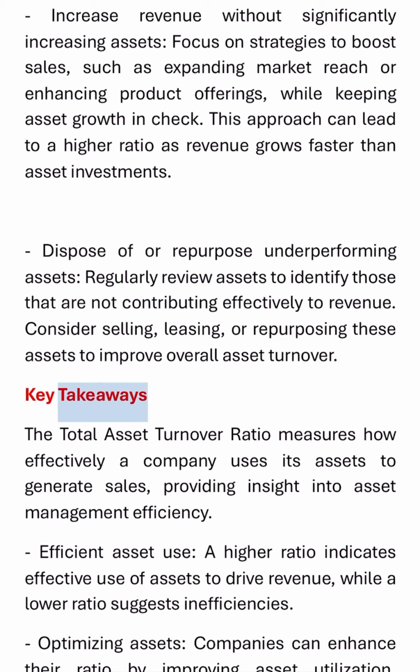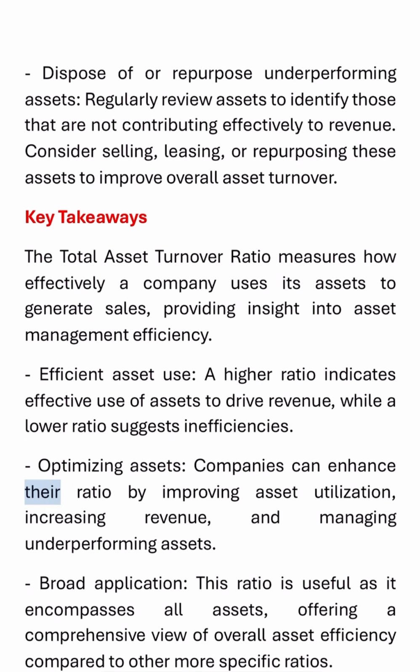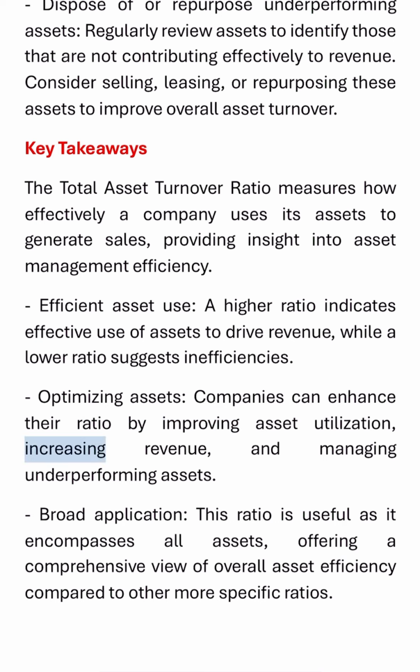Key takeaways. The total asset turnover ratio measures how effectively a company uses its assets to generate sales, providing insight into asset management efficiency. Efficient asset use. A higher ratio indicates effective use of assets to drive revenue, while a lower ratio suggests inefficiencies. Optimizing assets. Companies can enhance their ratio by improving asset utilization, increasing revenue, and managing underperforming assets. Broad application. This ratio is useful as it encompasses all assets, offering a comprehensive view of overall asset efficiency compared to other more specific ratios.